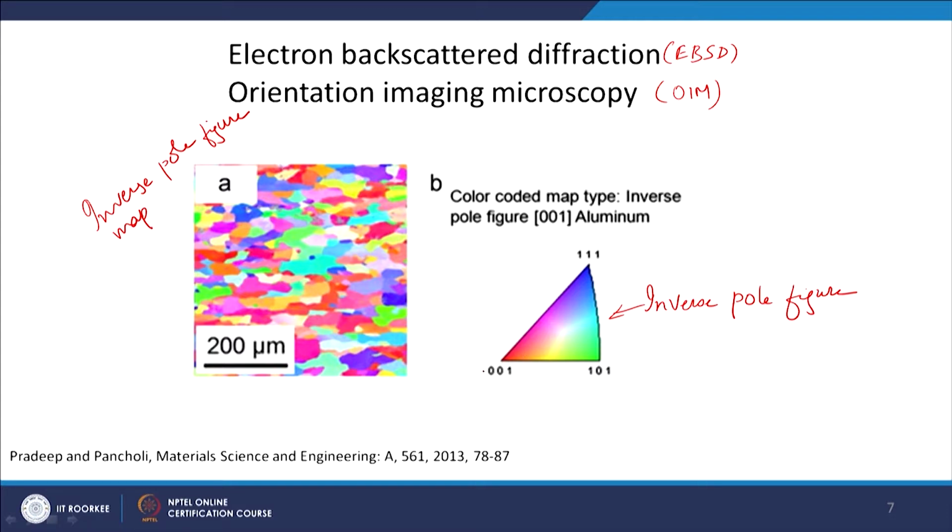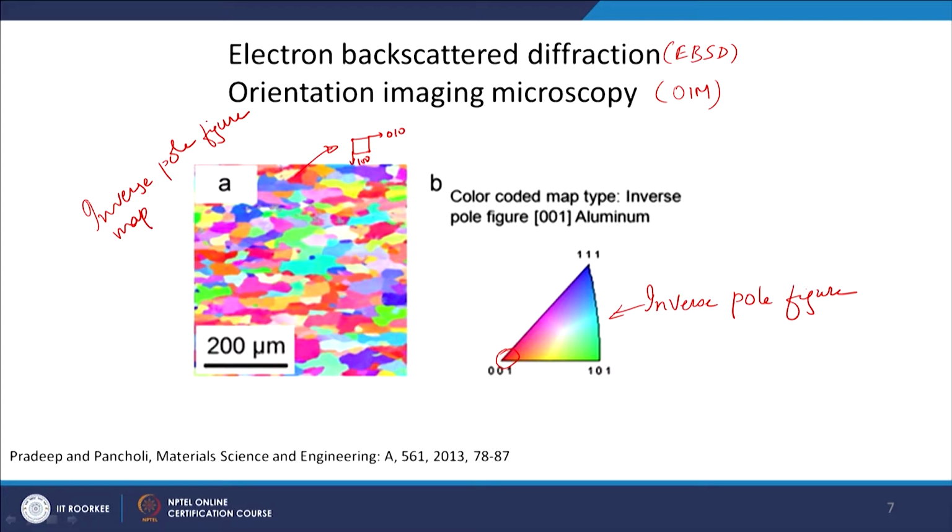If a grain is colored red, then its 001 axis is coming out of the surface. For example, let us take a red colored grain from here, let us say this one. If I am seeing it from the top, my unit cell will be like this, because the 001 axis is coming out of the surface. So, I would say this will be 100 and this will be 010.